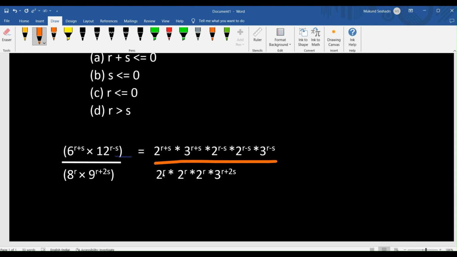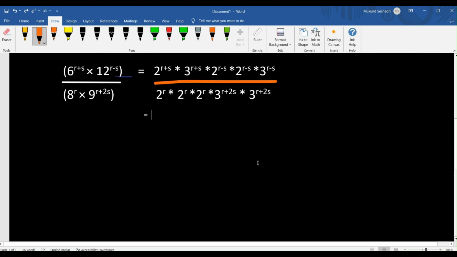into, again, 3 to the power r plus 2s, right? So now we have an opportunity to rewrite this further. We have expressed everything as either 2 to the power something, or 2 to the power something into 3 to the power something, right? So let's combine all the 2's and the 3's in the numerator and the denominator.